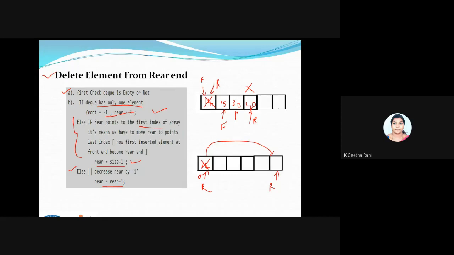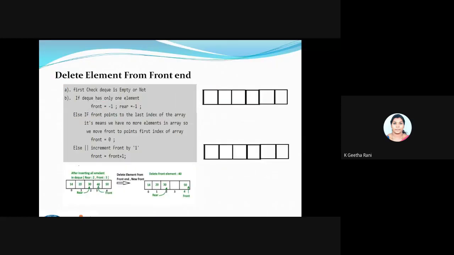Fine, and next one is deleting an element from the front end. Deleting from the front end is a very usual one. We have done it. What you will do is just increment the front pointer. That is what you have done till now. Just increment your front pointer. Fine. We will see the pseudocode one by one.